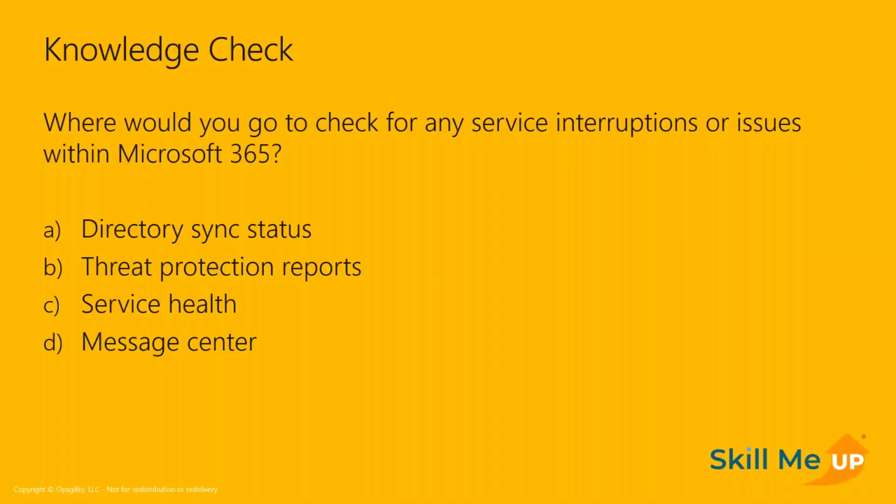So where would you go to check for any service interruptions or issues within Microsoft 365? Now, of course, we have directory sync status, threat protection reports, service health, message center. So 4 different options to pick from. The answer for this one is service health, because you can view all of the information about specific service issues directly there.